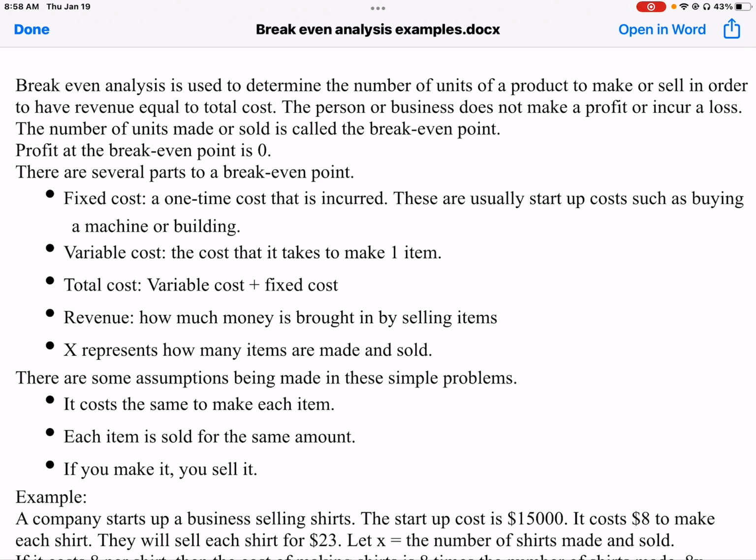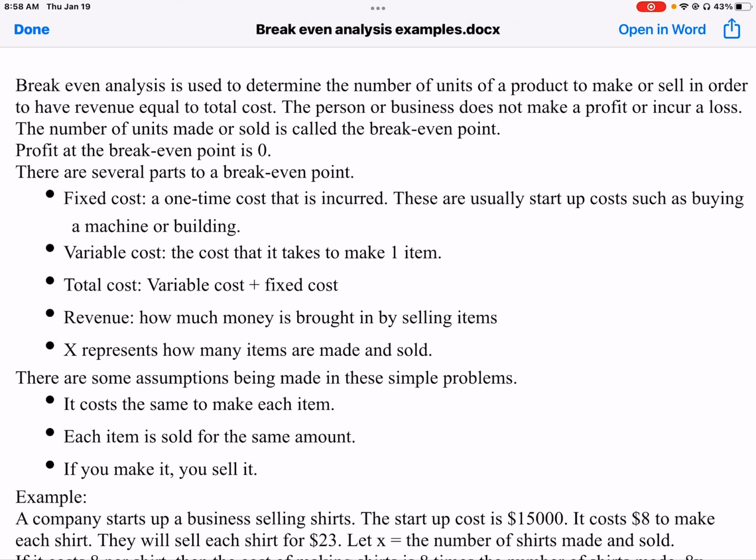There's several parts to a break-even point. There's a fixed cost, a one-time cost that is incurred. These are usually startup costs, such as buying a machine or building. Variable cost is the cost that it takes to make one item. Total cost is your variable cost plus the fixed cost. Revenue is how much money is brought in by selling items. X represents how many items are made and sold.